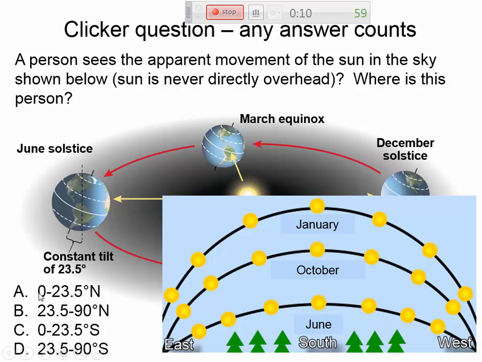Perhaps the person is somewhere between the equator and 23.5 degrees north latitude. Maybe the person is between 23.5 degrees north latitude and the North Pole. Perhaps the person is between the equator and 23.5 degrees south latitude. Or perhaps the person is standing between 23.5 degrees south and the South Pole. Where on the planet is this person if they see this kind of pattern in the sky?